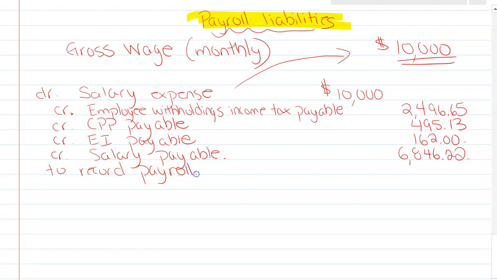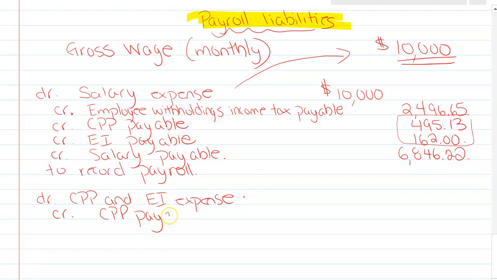Okay, but remember what I said about the CPP and the EI? Not only does the employee have to pay that, the employer also has to pay that. So I'm going to debit CPP and EI expense. And I'm going to credit CPP payable again. And I have to credit an additional $495.13. And then I'm going to credit EI again.